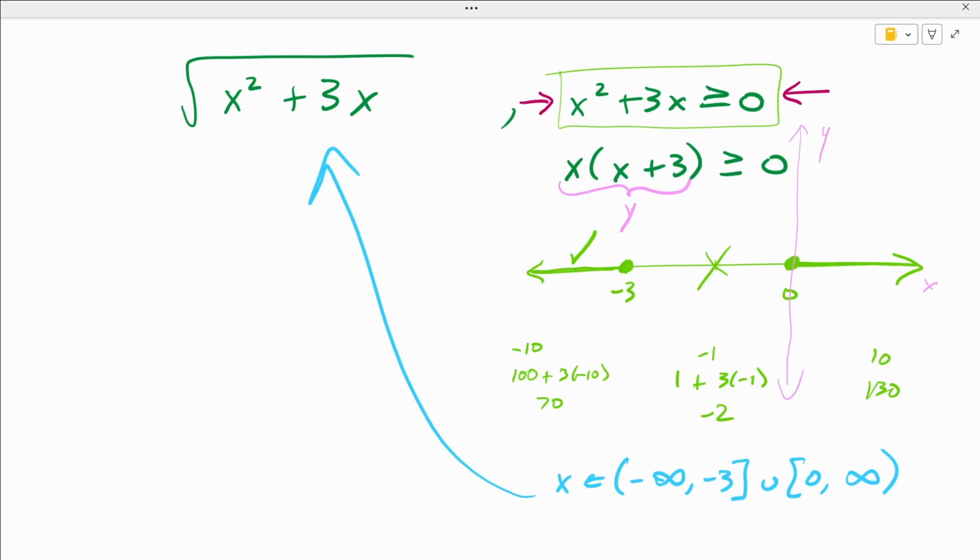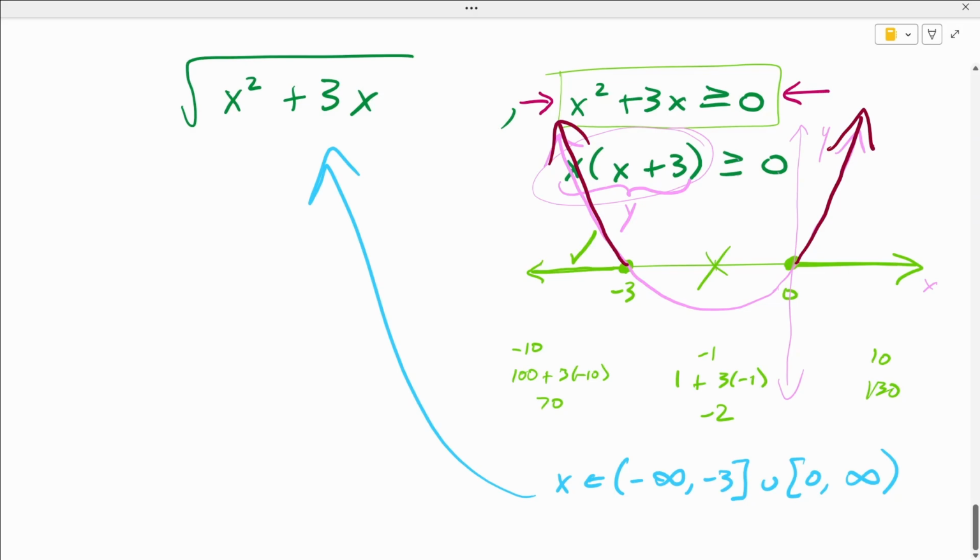The vertex, we could use a formula for the vertex, but it doesn't really matter here. We've got these zeros, because it equals 0 when x is negative 3 or 0, and it's concave up. So it's going to look something like this. That's the parabola. That's this y. And this equation says we want y greater than or equal to 0. Where does that happen? Well, that happens here and here.